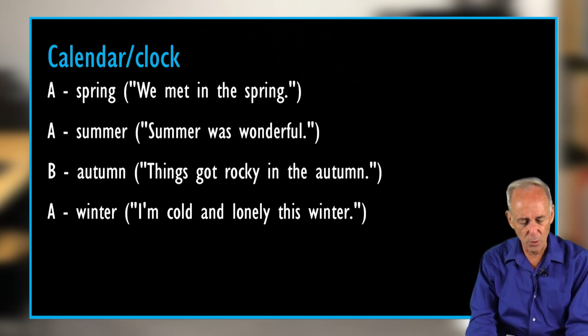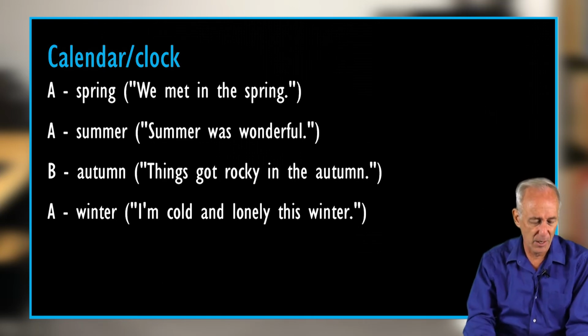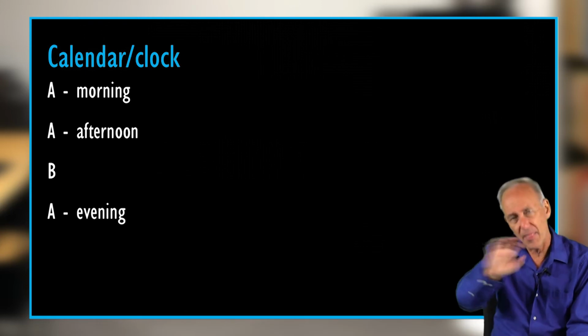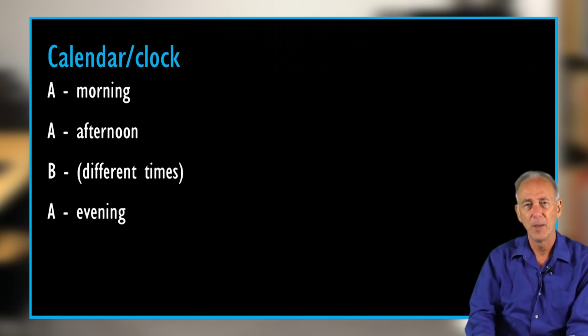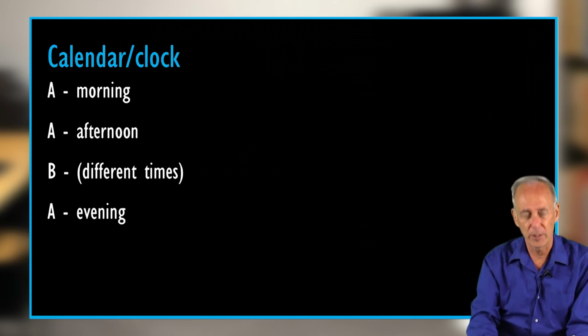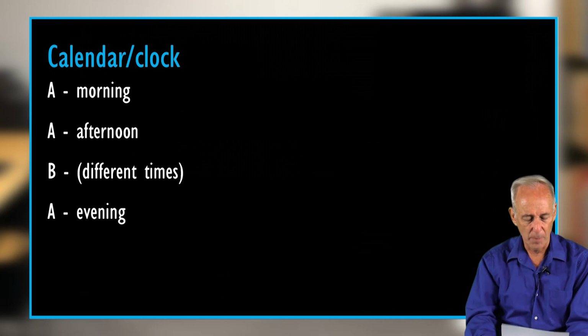Or you could do a shorter time period, like morning, afternoon, and then evening. And in that B section, you'd oscillate between, man, at the end of the day, I look forward to the mornings, or something like that. You can compare two different time zones. Here's an example of that.